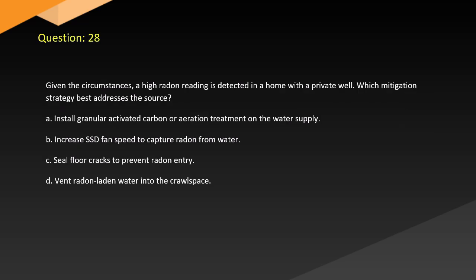Question 20. Given the circumstances, a high radon reading is detected in a home with a private well. Which mitigation strategy best addresses the source? A. Install granular activated carbon or aeration treatment on the water supply. B. Increase SSD fan speed to capture radon from water. C. Seal floor cracks to prevent radon entry. D. Vent radon-laden water into the crawl space.